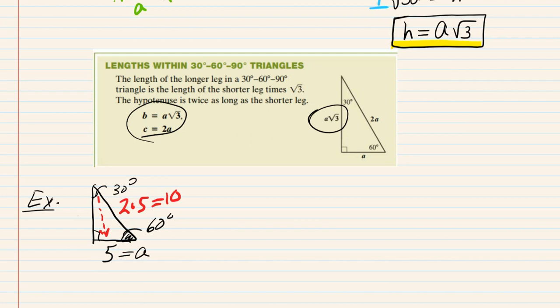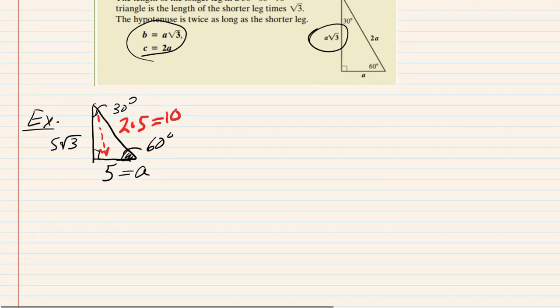5 acts as an A, so it's going to be 5 root 3. You see how I work this? We solved the triangle. We have all 3 sides figured out. Okay, now let's take a look at the exercises that are in the book involving 30, 60, 90 triangles.